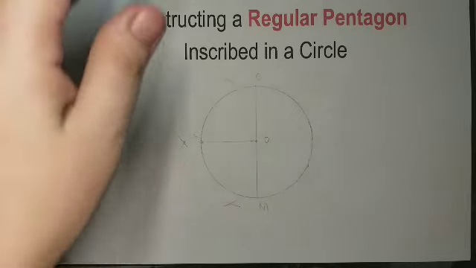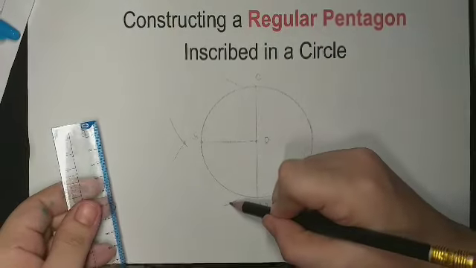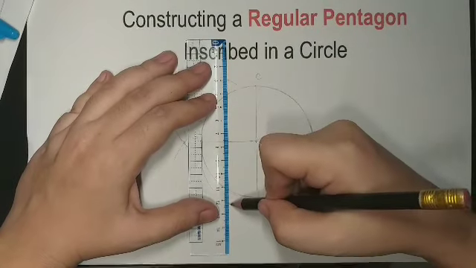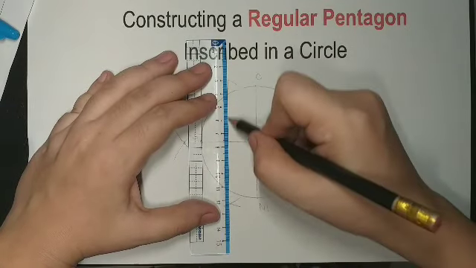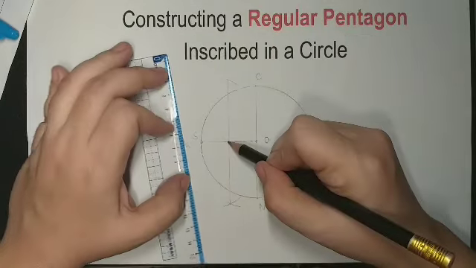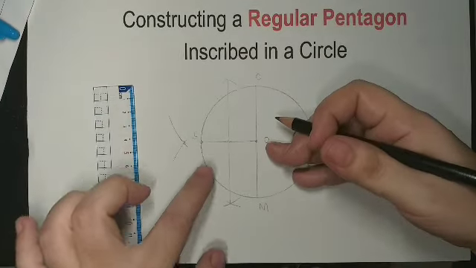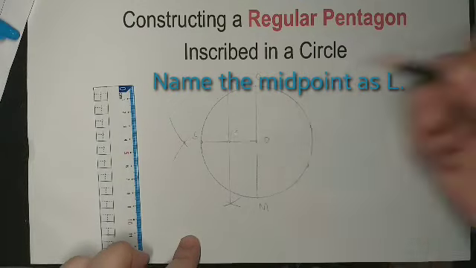We have to connect those points of intersection with our straight edge or ruler. Connect them. So we know that this point is the midpoint of SO, and let's name this as point L.